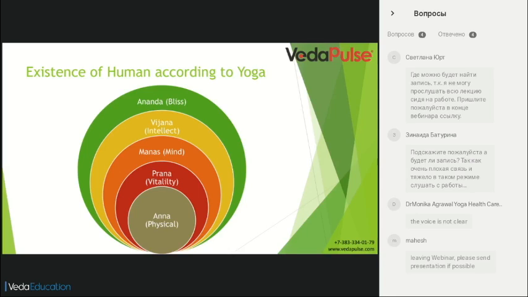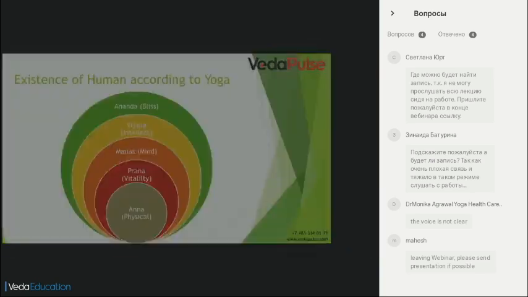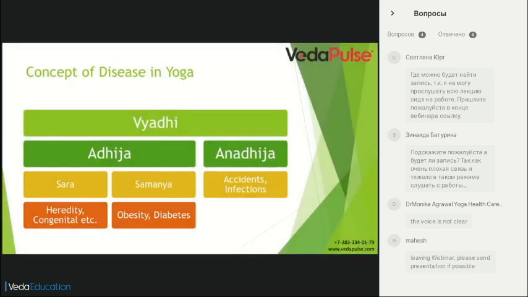The way yoga looks at the health problems, they are called vyadhis in Sanskrit.